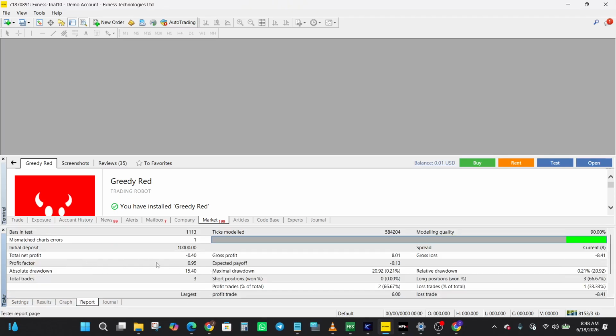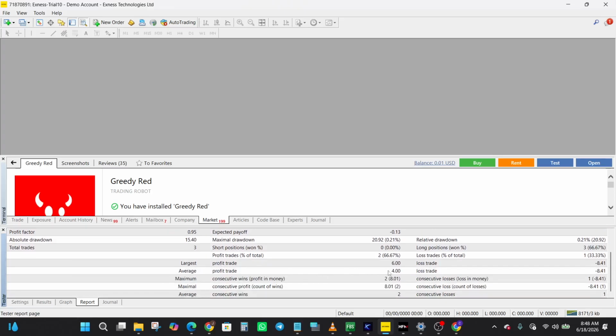So here I can see that within the past month, just 3 trades taking 40 cents loss from an initial deposit of $10,000, and the largest profit was $6, largest loss $8.41, average profit $4, average loss $8.41. So this shows that the average risk to reward ratio was bad.